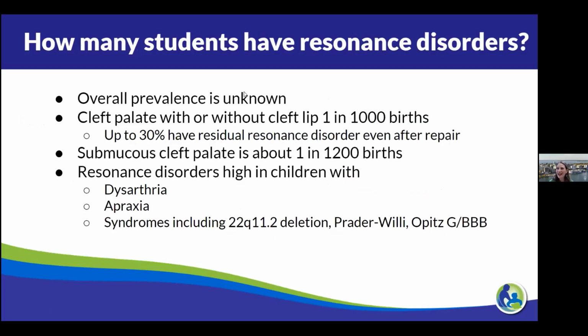How about resonance disorders? We don't actually know how many students have resonance disorders overall. We know that cleft palate with or without cleft lip is about 1 in 1,000 births, but not all children with cleft palate will actually have resonance disorders after a cleft palate repair. Up to about 30% might. Submucous cleft palate is about 1 in 1,200 births. And resonance disorders are also really high in children with dysarthria, apraxia, and certain syndromes. So if you're seeing kids with dysarthria, apraxia, 22q11.2 deletion syndrome, and others, you may be seeing more resonance disorders as well.